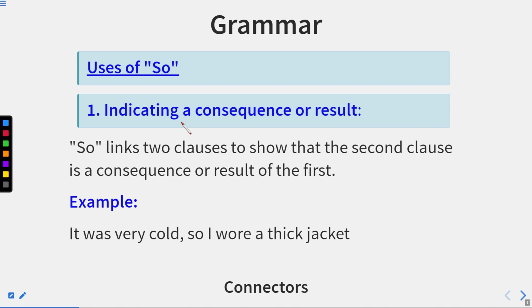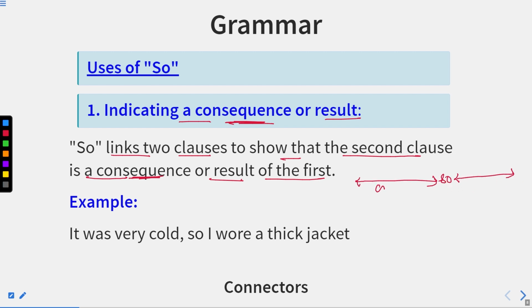Uses of so: indicating a consequence. Consequence means result. So links two clauses to show that the second clause is a consequence or result of the first. It means whatever the first clause is, after that we write so, and after that the result. So this is the cause, and this is the effect, or you can say this is the result.